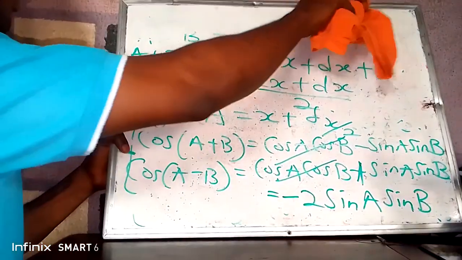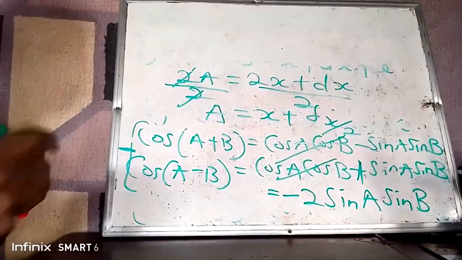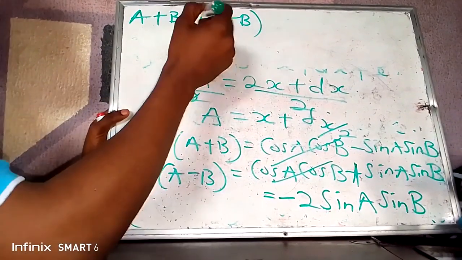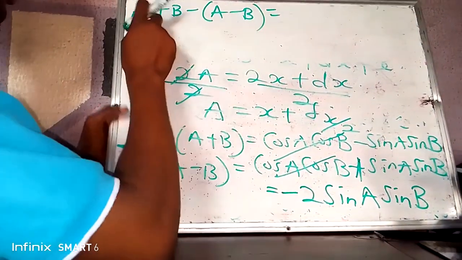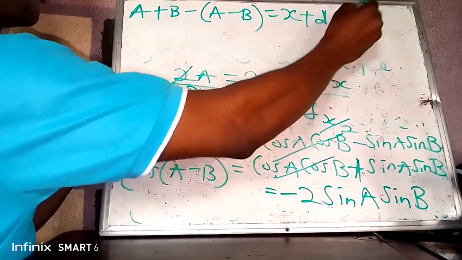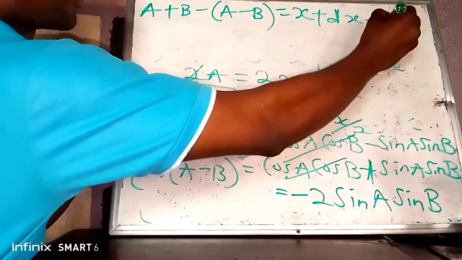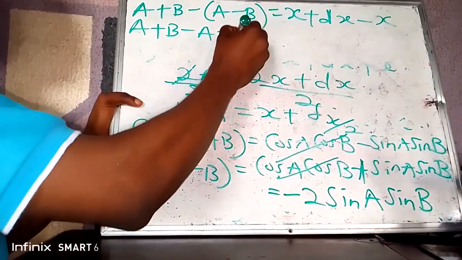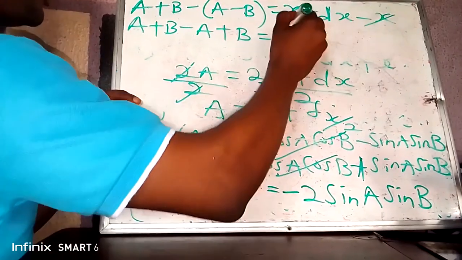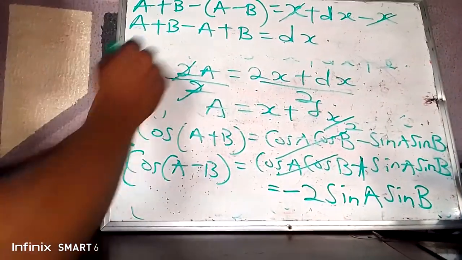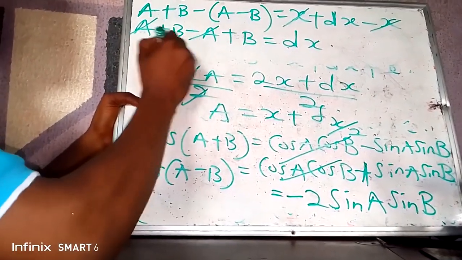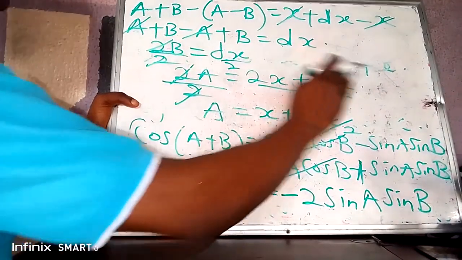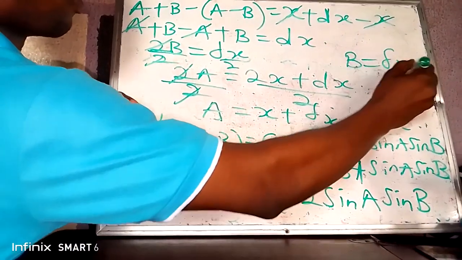Now we want to get B. How do we get B? We subtract: A plus B minus (A minus B). Anytime you are subtracting, you have to put the next thing inside a bracket. A plus B is x plus dx, minus A minus B, which is x. So minus A cancels plus A, and B plus B is 2B equals dx. All over 2, so B equals dx all over 2.